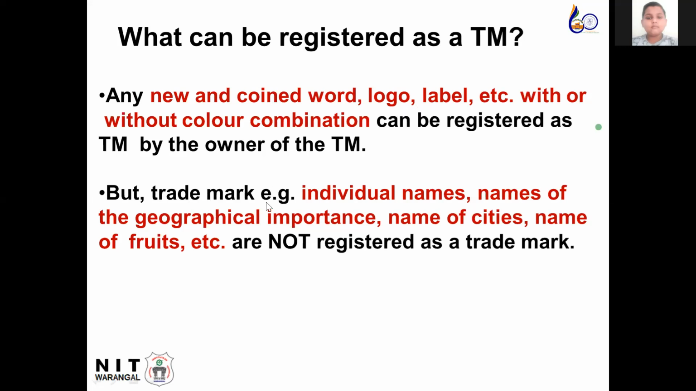Okay, but remember that trademark cannot be given for individual names. ऐसा नहीं कि मेरा नाम को मैं trademark ले लूँगा. You cannot take names. Names of geographical importance, ठीक है, geographical importance लगा के वो नहीं ले सकते. Name of the cities, name of the fruit, so it cannot be trademark. अभी some people might have got doubt that Bajaj तो नाम है, individual name, but how he got the trademark on that one.